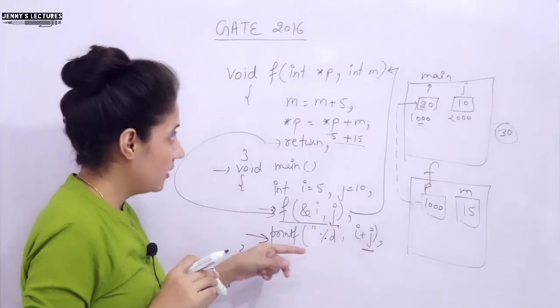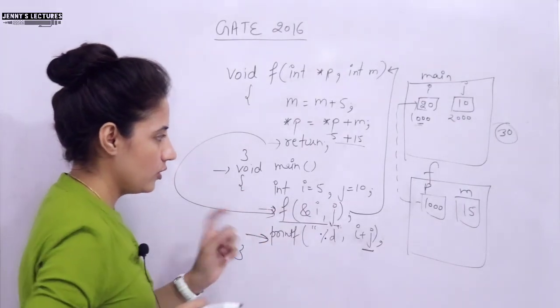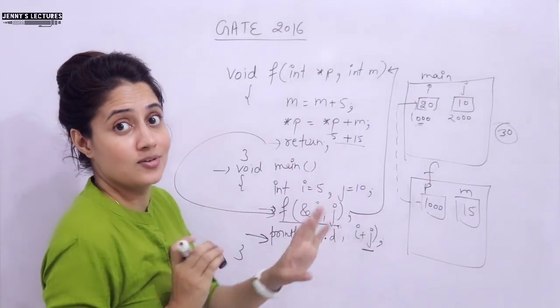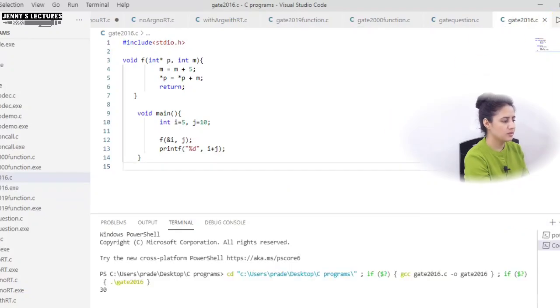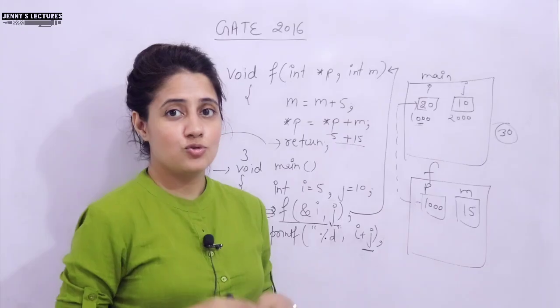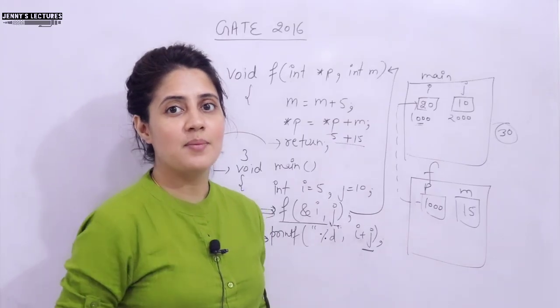So let me just run this and show you what output you are getting, whether 30 or not. So this was the question we have discussed. Let's run this and see what output you will get. See, it is printing 30, i plus j is 30. So I hope you got the working of this question, right? So that's it for this video now, and I'll see you in the next video. Till then, bye bye, take care.